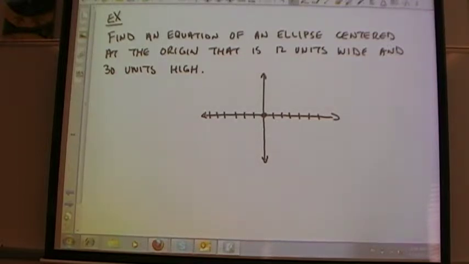And then how many would you go up and down? 15. Is there a way to do these without graphing? Yeah, you don't have to graph if you don't want to. I'm just showing you how I'm coming up with the answer.